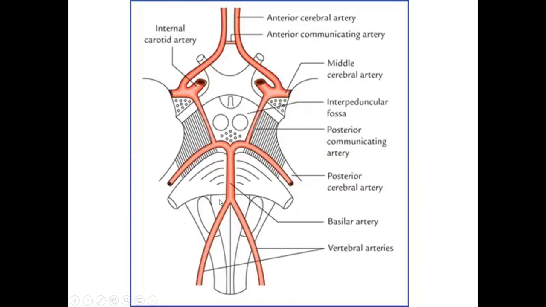If you see the vertebral component, the two vertebral arteries combine to form the basilar artery. They continue as the posterior cerebral artery. The posterior cerebral artery is connected through the posterior communicating artery with the internal carotid artery. The internal carotid going laterally is the middle cerebral artery, and anteriorly is the anterior cerebral artery. The small communication between the anterior cerebral arteries is called the anterior communicating artery, and this is the optic chiasm and circle of Willis.